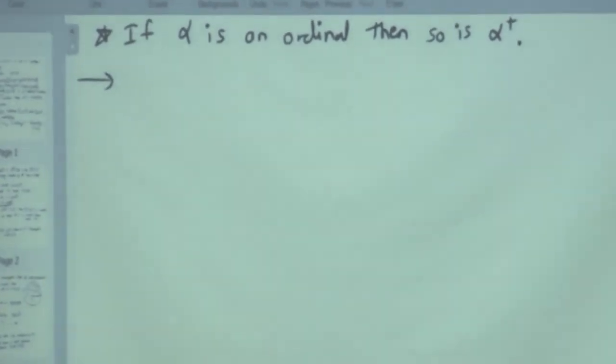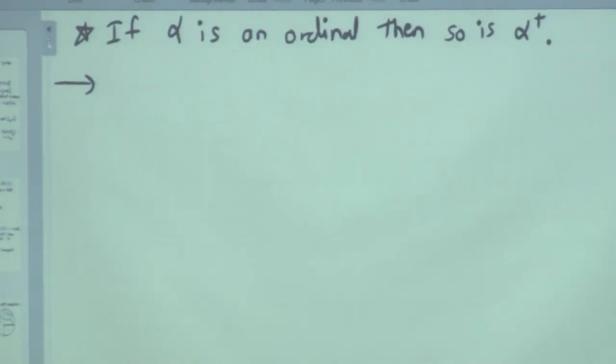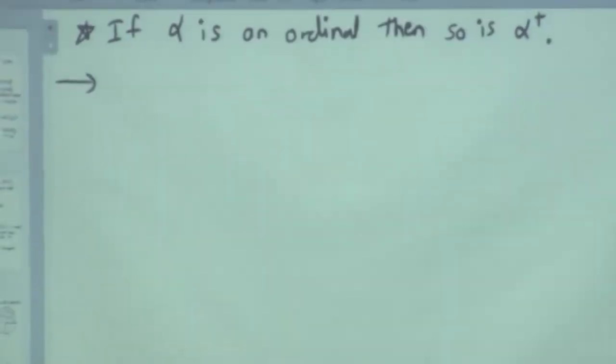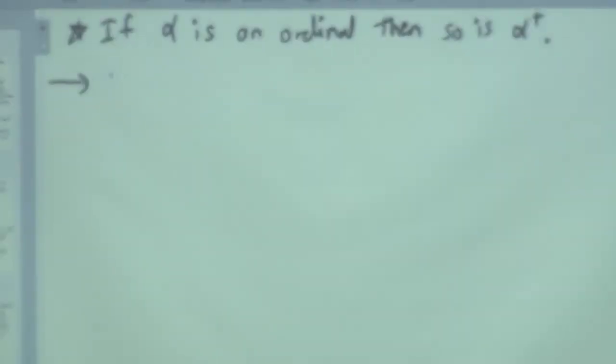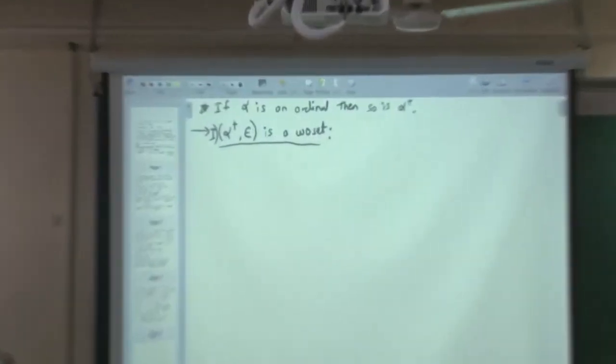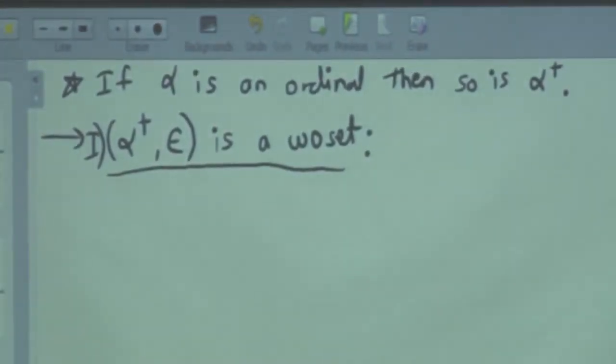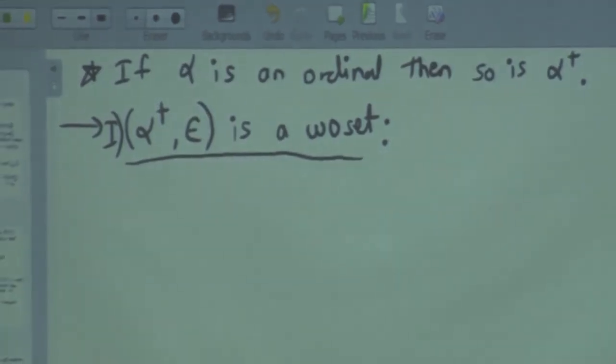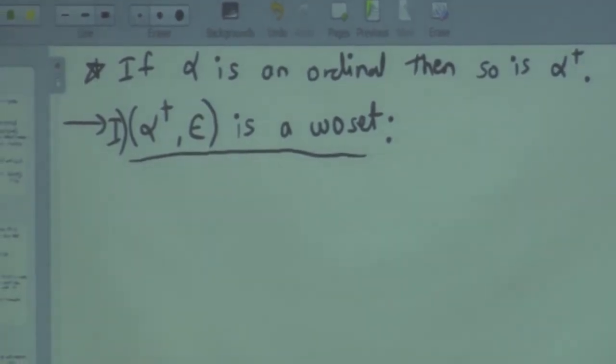So what do we need to prove to show that alpha plus is an ordinal? First, alpha plus is a woset with respect to membership, and the second part is that it is transitive. Okay, good. So alpha plus with membership is a woset. I'm sure you can tell me the proof.